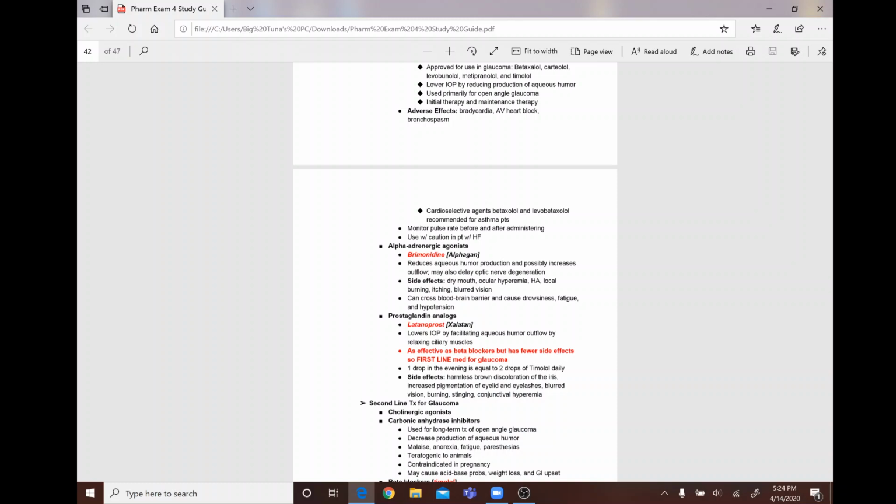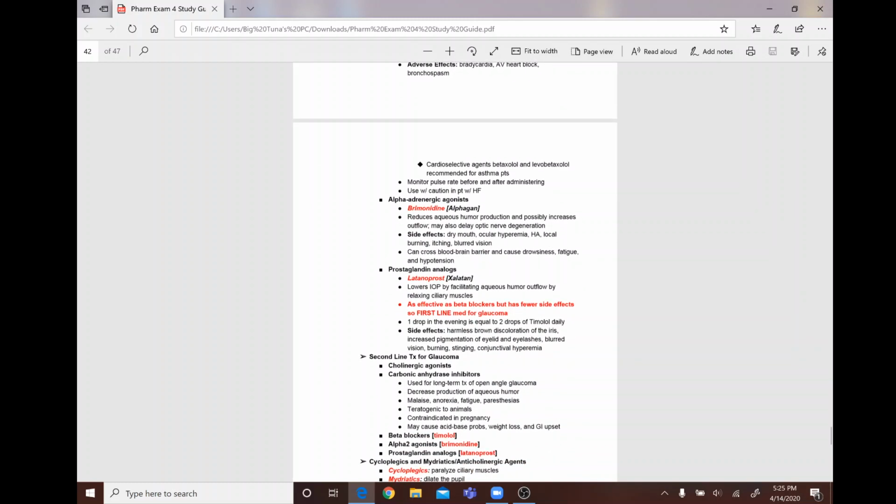What's an example of an alpha-adrenergic agonist? Brimonidine or Alphagan. What is brimonidine's mechanism of action? Reduces aqueous humor production and possibly increases outflow, and may also delay optic nerve degeneration. What are the side effects of brimonidine? Dry mouth, ocular hyperemia, headache, local burning, itching, blurred vision. It can cross the blood-brain barrier and cause drowsiness, fatigue, and hypotension.